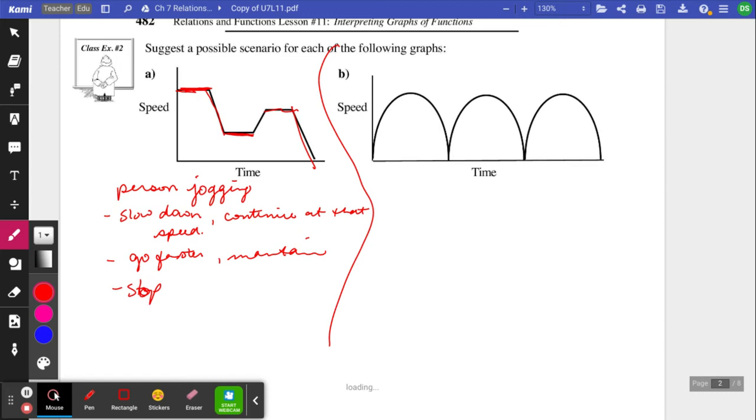Wow. Sorry. How about, okay, Mrs. Sewell's math classes.